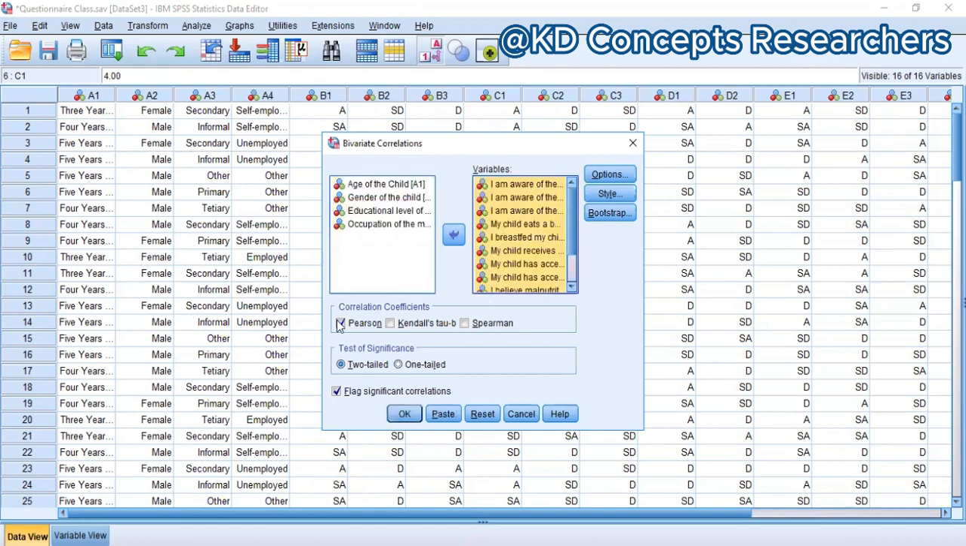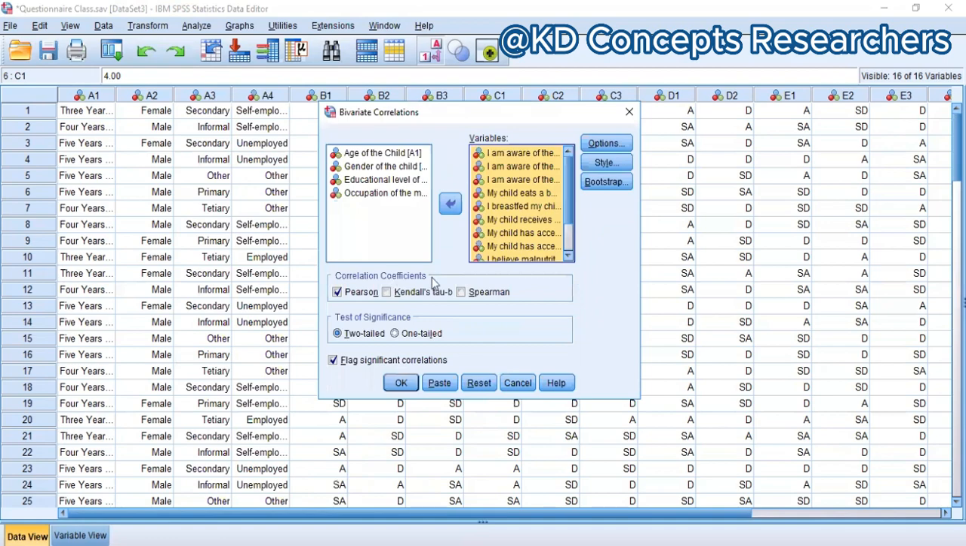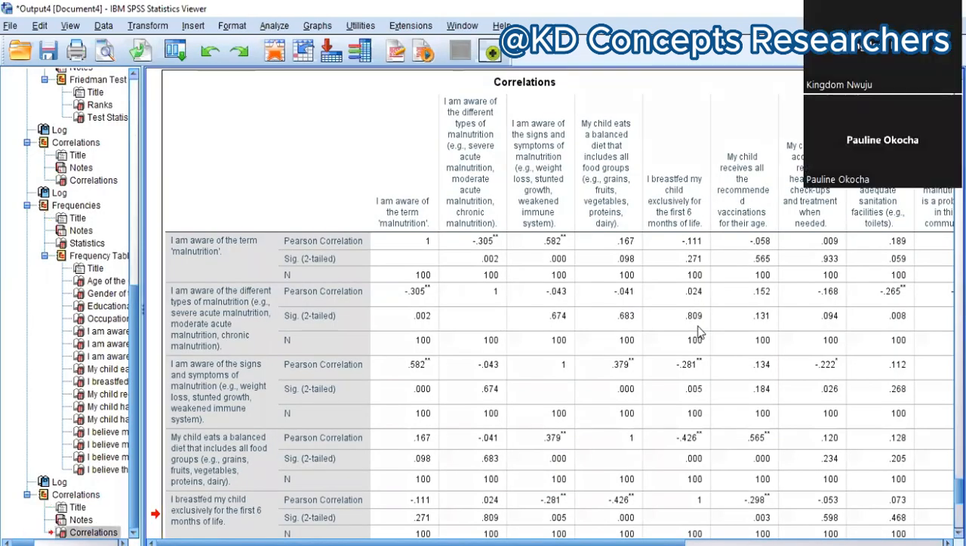Now, SPSS is asking us what correlation coefficient we are looking at. We are looking at Pearson correlation coefficients, and we are looking at it for a two-tailed test. Remember, you also need to flag significant correlations. Everything is all set. I'll click on OK. We now move over again to our results window. Now, this is the correlation analysis.